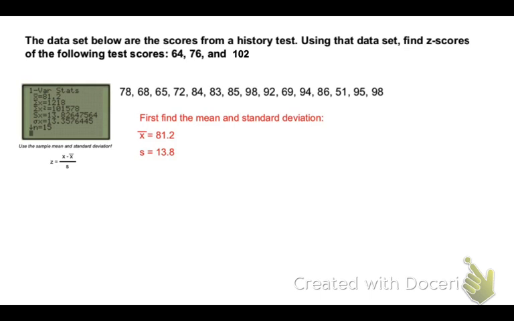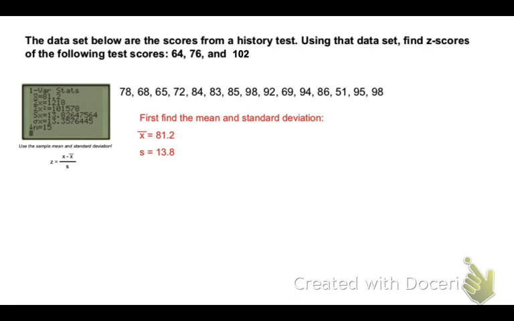And so for this one, we're going to assume that it's a sample if they don't tell us otherwise. And so we would use Sx. If you did know that you had a population, you could use the sigma x, because you don't have as much error there, basically, because you know that you have the entire data set.